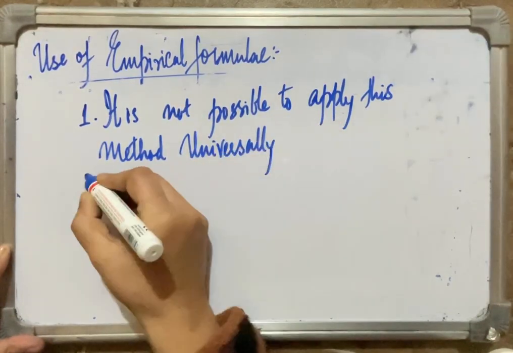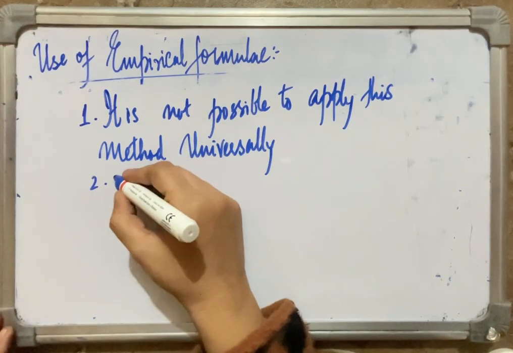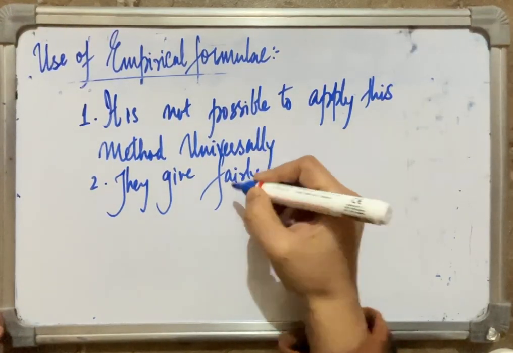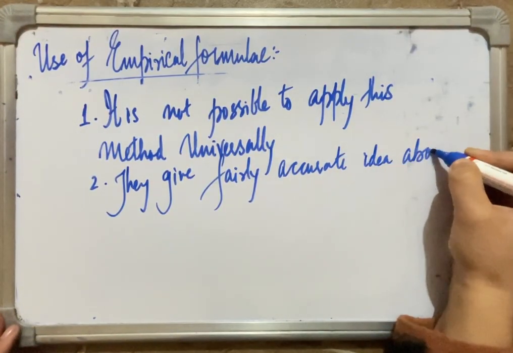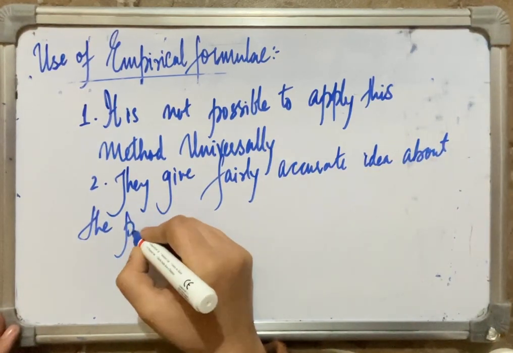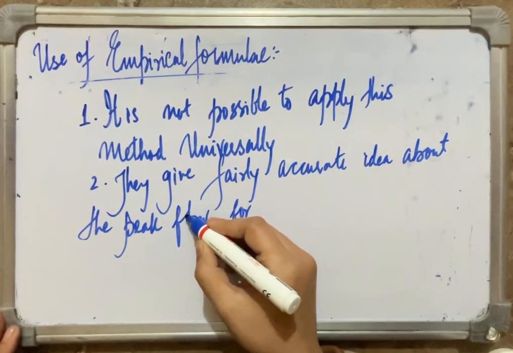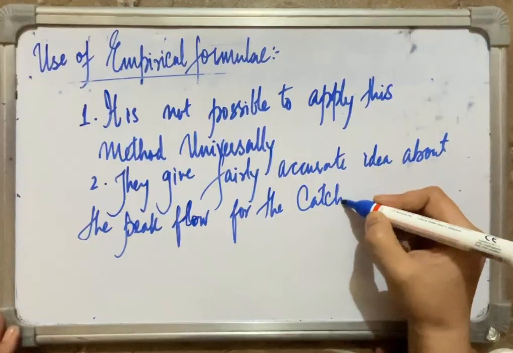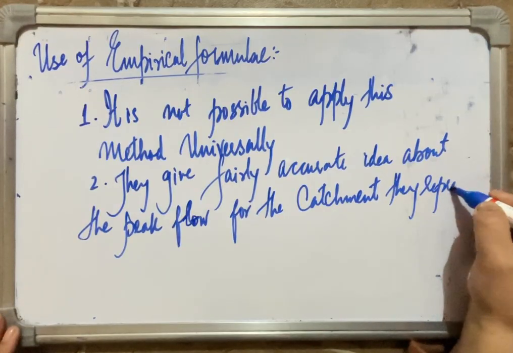A second one, they give fairly accurate idea about the peak flow or the maximum flood discharge for the catchment they are devised for, or for the catchment they represent, right?